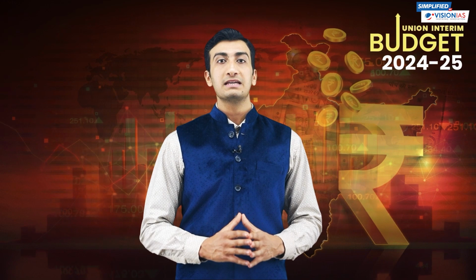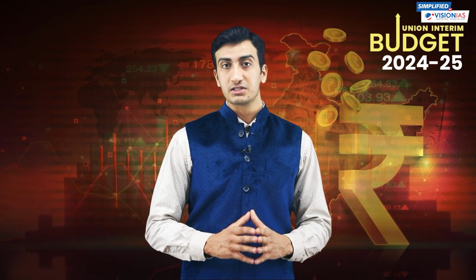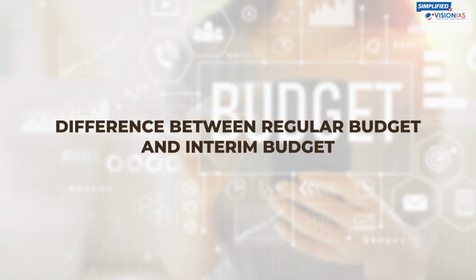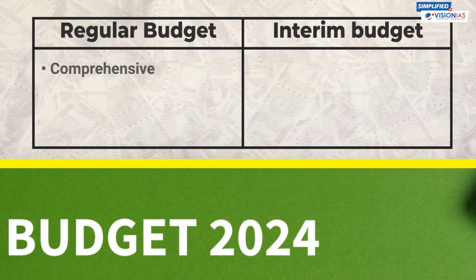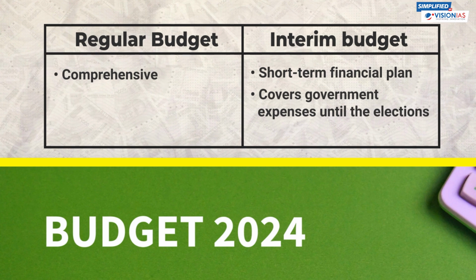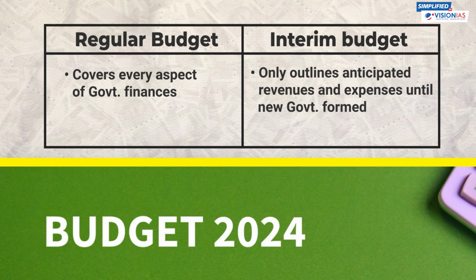Interestingly, there's a unique twist in this budget 2024 due to it being an election year. Instead of a regular budget, the Finance Minister will be presenting an interim budget in the Parliament. Let's understand how an interim budget is different from a regular budget. An interim budget, unlike its comprehensive counterpart, is a short-term financial plan covering government expenses until the elections. Unlike a normal budget, which covers every aspect of government finances, including revenues, expenditures, allocations, and policy statements, it only outlines anticipated revenues and expenses until the new government is formed.